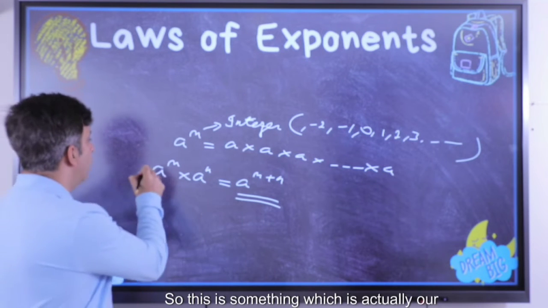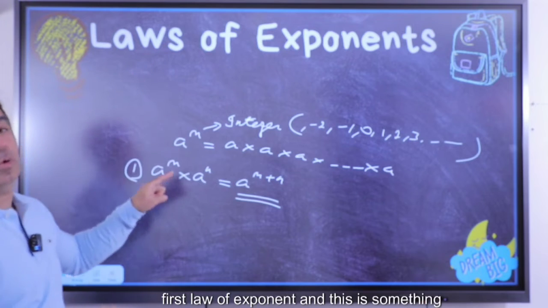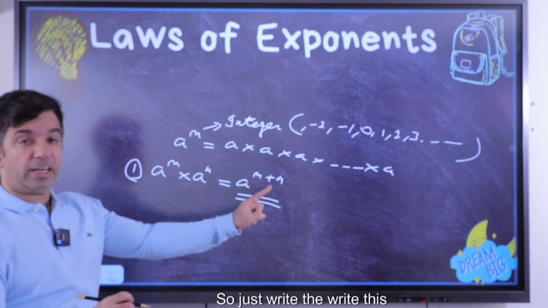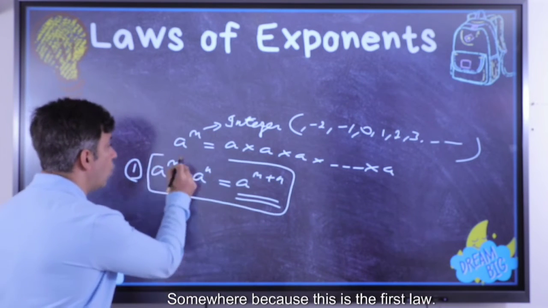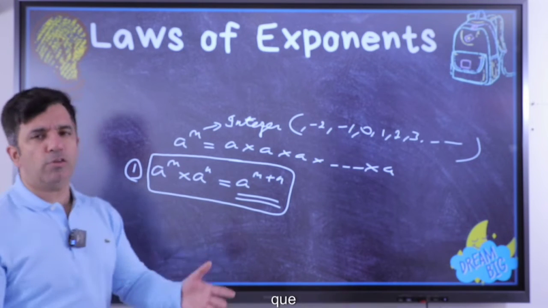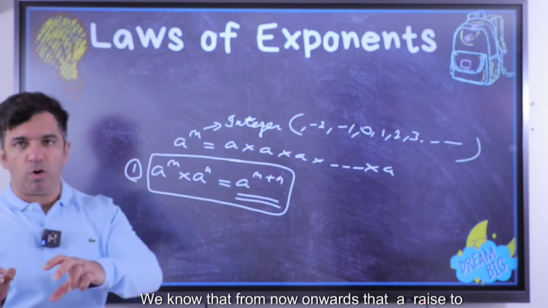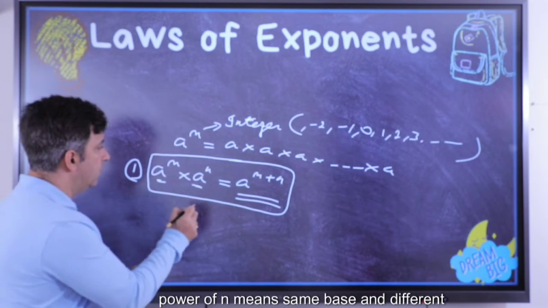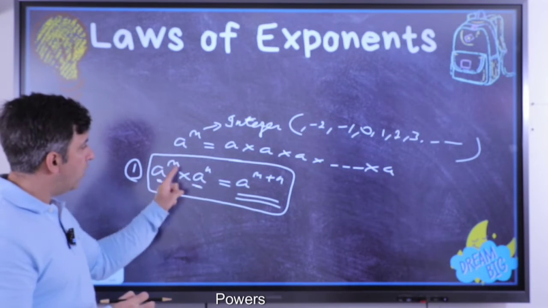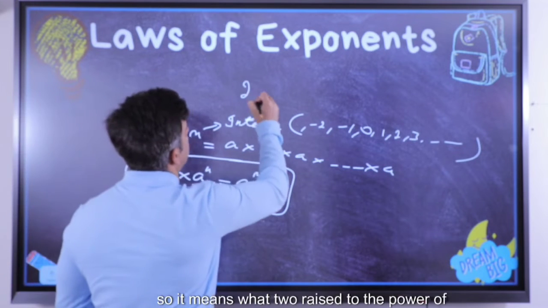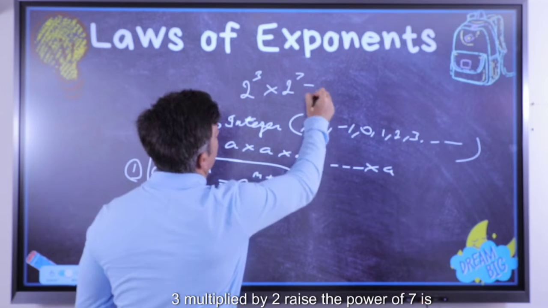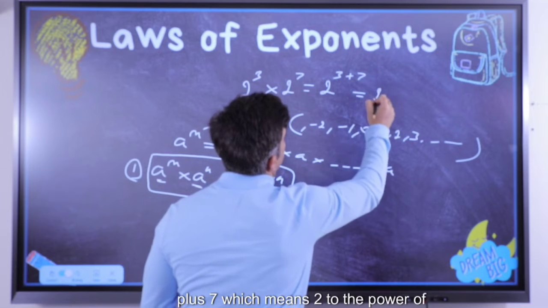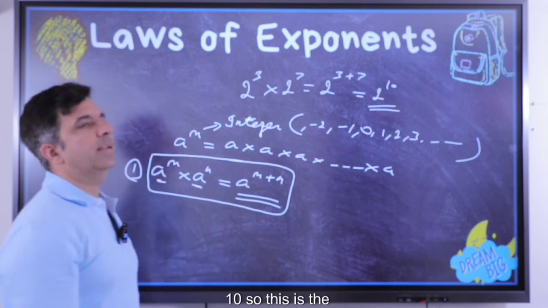This is something which is actually our first law of exponent, and we'll always keep this in our mind from now onwards. Just write this somewhere, because this is the first law which we have to use in every other question. It is very basic. We know that a raised to the power m multiplied by a raised to the power of n means same base and different powers when they are multiplying. So these powers simply get added. It means 2 raised to the power of 3 multiplied by 2 raised to the power of 7 is directly the same as 2 raised to the power of 3 plus 7, which means 2 to the power of 10.